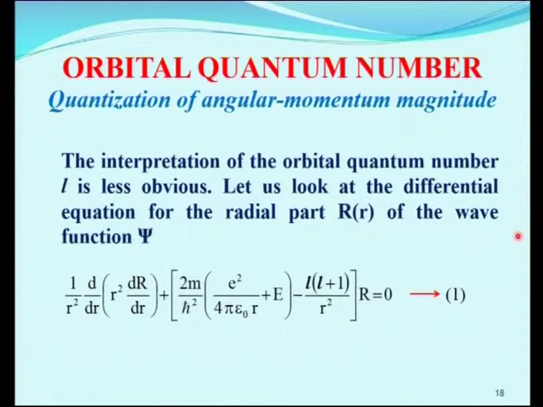Let us look at the differential equation for the radial part R of r, which we have seen before, taken from the quantum theory of the hydrogen atom. So, (1/r²) d/dr (r² dR/dr) + (2m/ħ²)[E + e²/(4πε₀r) − ħ²L(L+1)/(2mr²)] R = 0. This we consider as equation number 1.